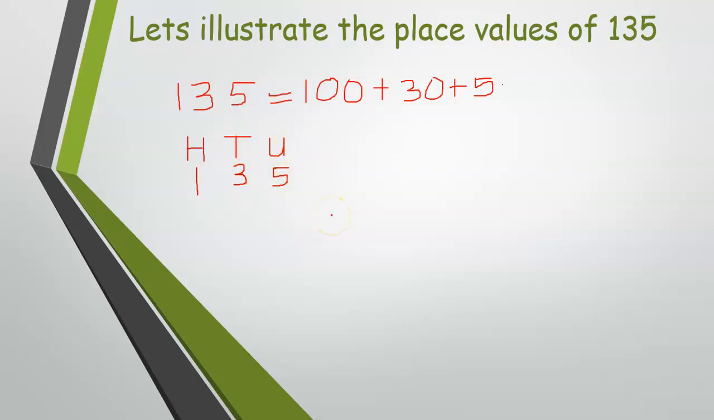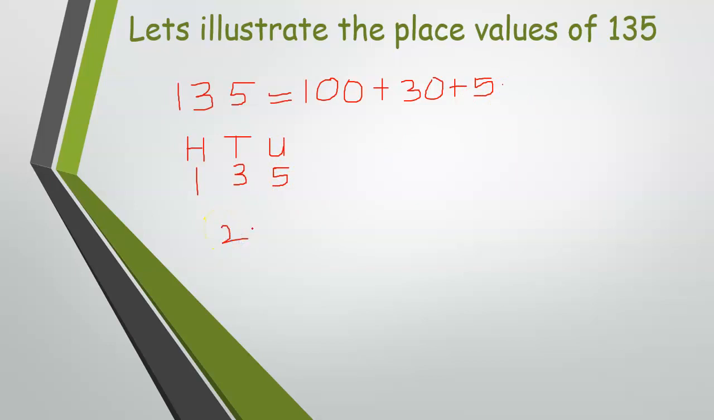Now let's talk about their values. Because 1 is in the hundreds, its value is 100. Because 3 is in the tens, its value is 30. Because 5 is in the units, its value is 5. Let's look at another number.